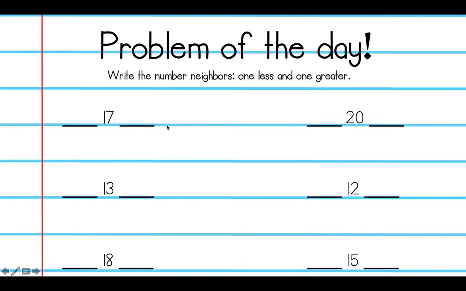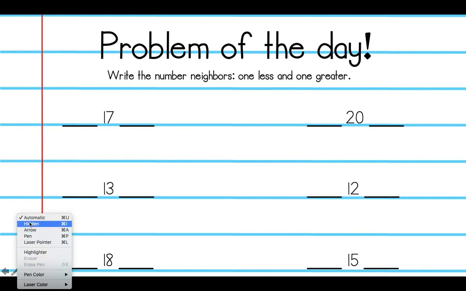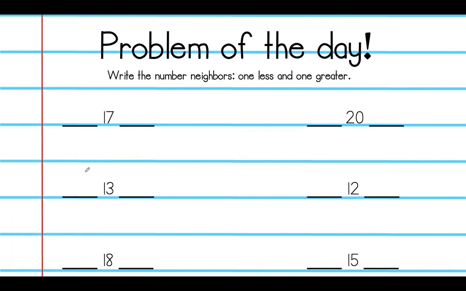So we're going to begin with a little warm-up problem of the day. It says to write the number neighbors, one less and one greater. So I am going to do maybe 2 or 3, and then I'm going to let you continue this on your own separately. So starting with the first one.